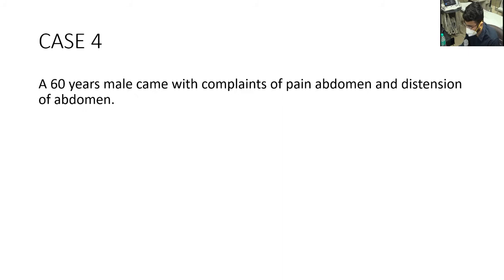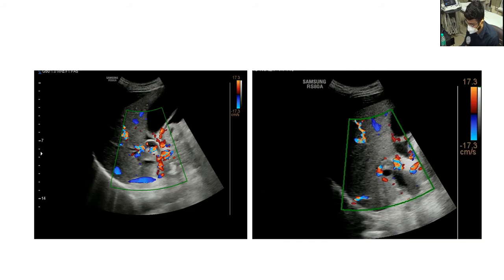Good morning. The next patient is a 60-year-old male, who came with complaints of pain in abdomen and distension of abdomen. Now here we can see at porta there is heterogeneous echogenic material noted in the porta, and there are multiple collaterals noted around it.